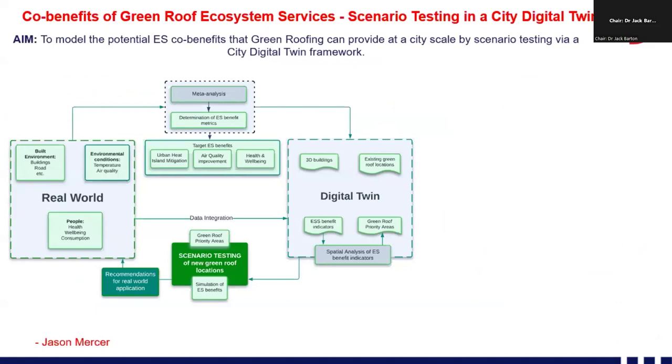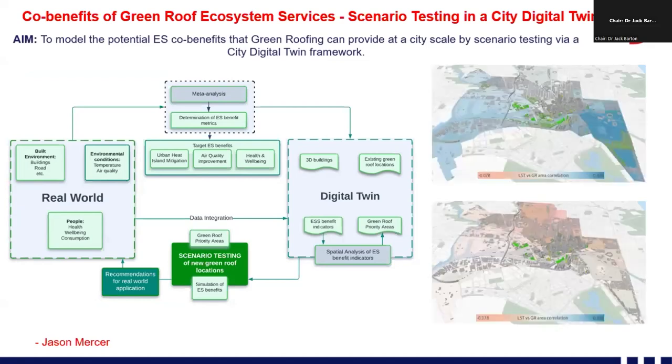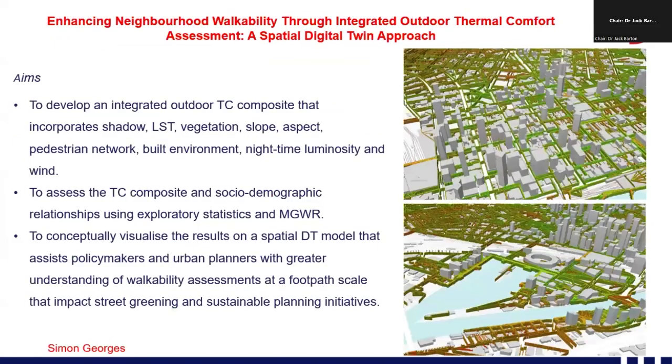So this is one of the student projects in our program that conceptualized an ecosystem, again the title being hired, but anyway, an ecosystem for modeling the potential ecosystem co-benefits that green roofing can provide at a city scale, by scenario testing via a city digital twin framework. It uses some spatial analytics tools, for example building a geographically weighted regression model to test different scenarios, then links to how the results render in the 3D city environment. So a simple spatial digital twin.